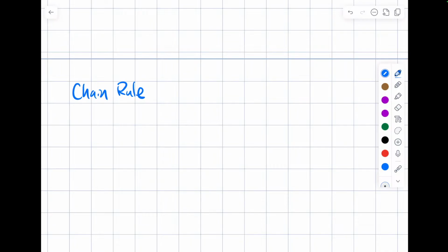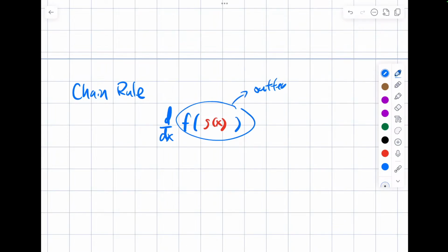So what is chain rule? The best way to describe chain rule is this way. If I ever take a derivative of a composite function, do you see that there is an outer function? So this is the outer, and this is the inner. So there is an outer function and an inner function.